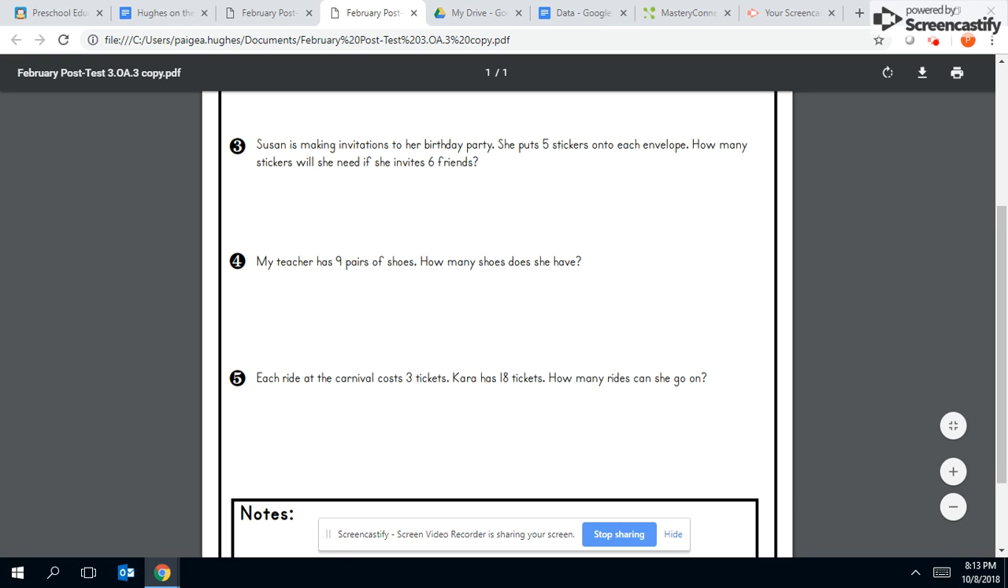It's very important. And also, when you identify which operation you're going to use, then what are you going to do? What strategies are you going to use? Are you going to use an array? Are you going to use a number line? Are you going to use equal groups? What strategy do you plan to use to solve this problem? That's the very important question we need to start asking our students.